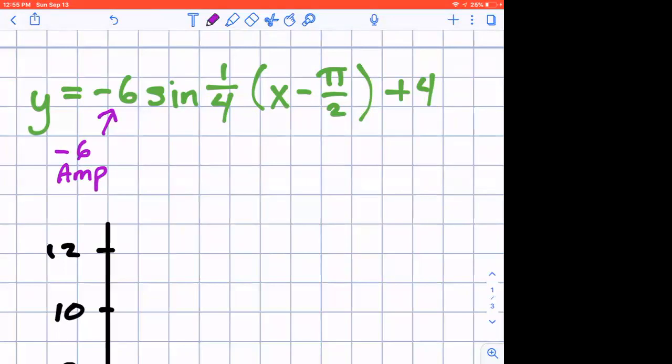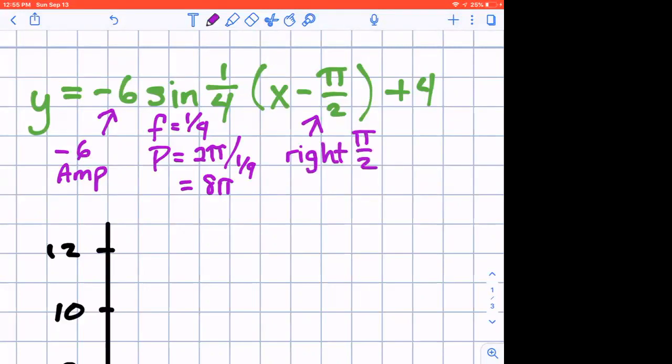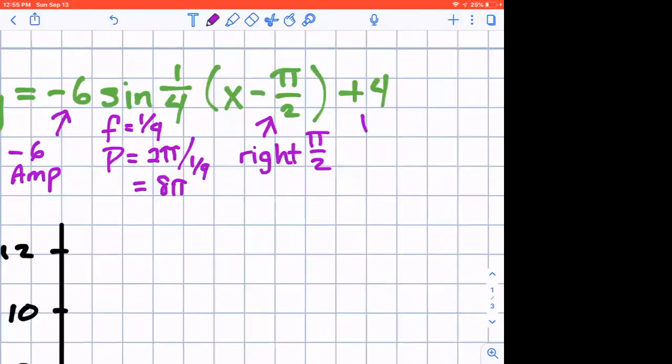This is the frequency. The frequency is equal to 1/4. Therefore, the period is equal to 2 pi divided by 1/4. So that equals 8 pi, right? 2 pi divided by 1/4: a quarter will go into 2, 8 times. So 8 pi is the period. And then the negative pi over 2 means that it's shifted to the right pi over 2. And the plus 4 means that it's up 4.